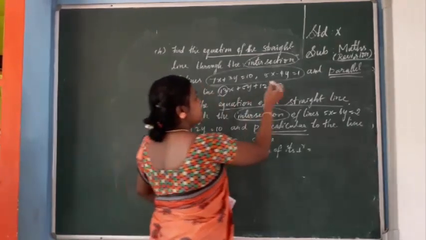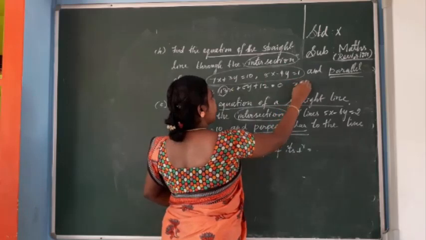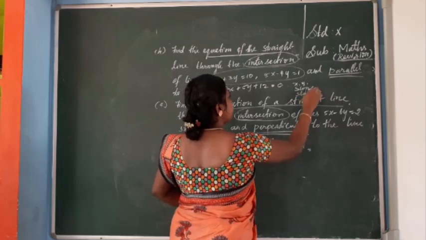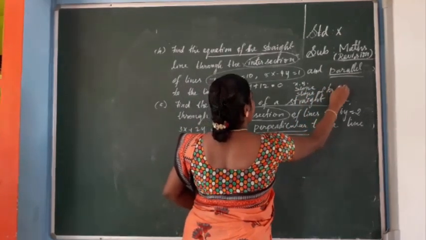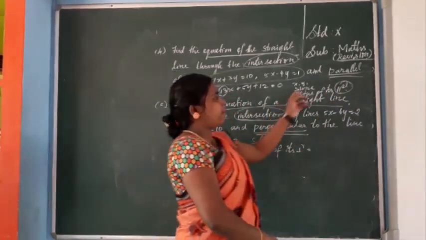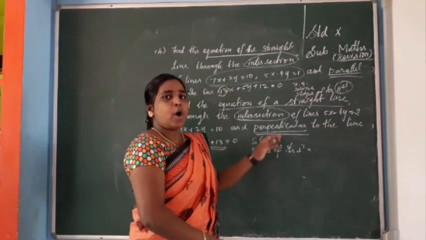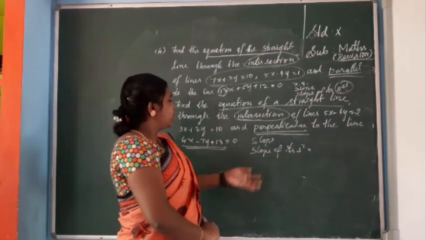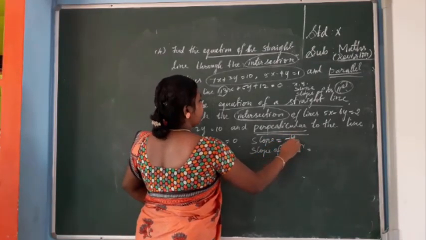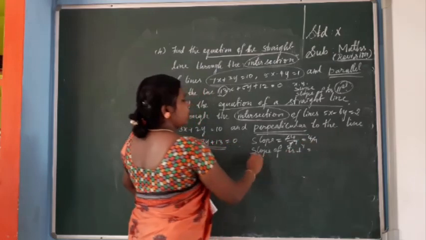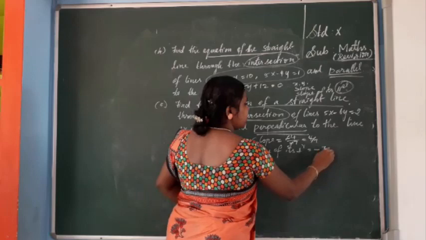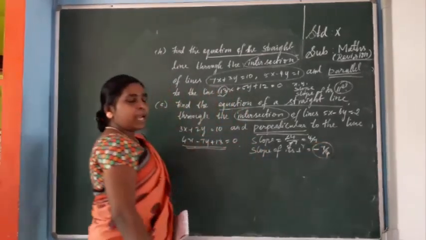So, last problem. First we have solved and got x1, y1. Next, the slope of its parallel. The parallel slope is no change, so we get the same value. But perpendicular means opposite sign and reciprocal. Suppose the slope is minus 4 by minus 7. Minus cancels, that is 4 by 7. The slope of its perpendicular means minus reciprocal, so 4 by 7 becomes 7 by 4. This is the slope. I think you can do this.